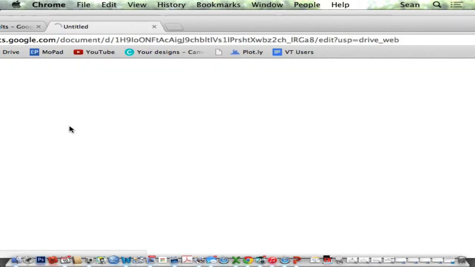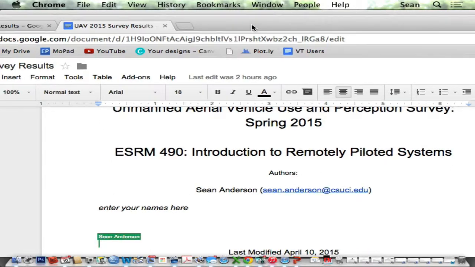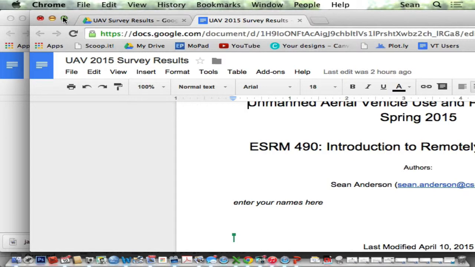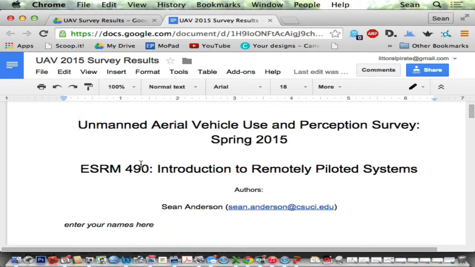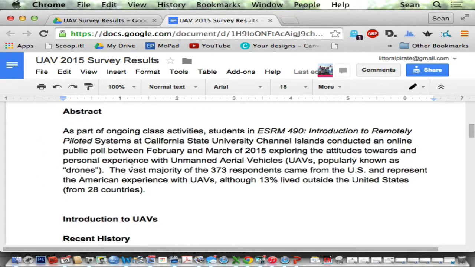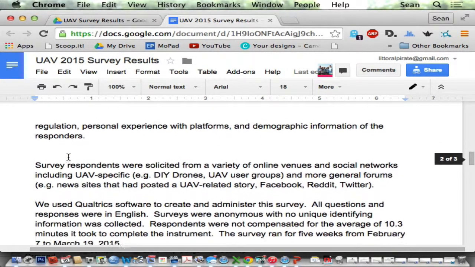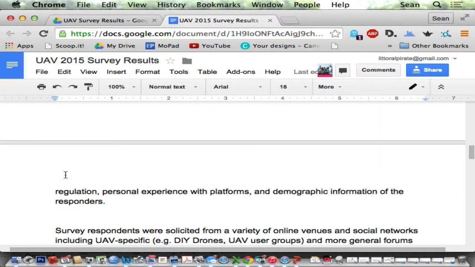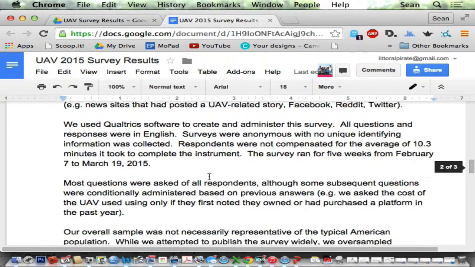And then this is our shared document. This is what you guys will be working on this week. So everybody should have access to this. If people don't have access to the Google Drive, make sure you talk to me first. So I got us going. I did a really partial start of an abstract, said this. And then we have some sections here. Introduction to our current use of unmanned aerial vehicles, recent history about that, methods. I started typing out the methods to get you guys going. So our survey consisted of 38 questions, and so on.